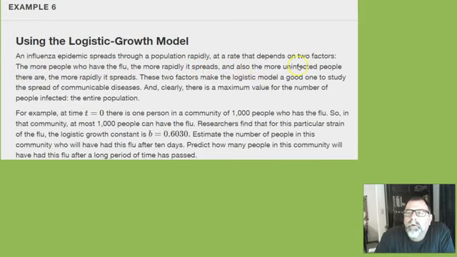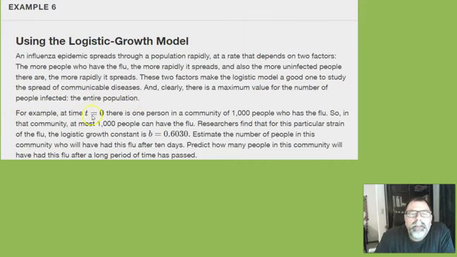And also, the more unaffected people there are, the more rapidly it spreads. These two factors make the logistic model a good one to study the spread of communicable diseases. And clearly, there is a maximum value for the number of people infected. That's the entire population. So that would be the limiting factor.